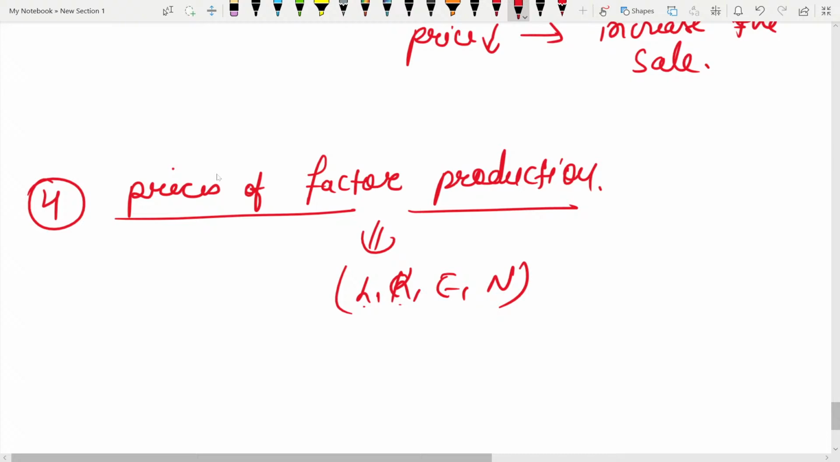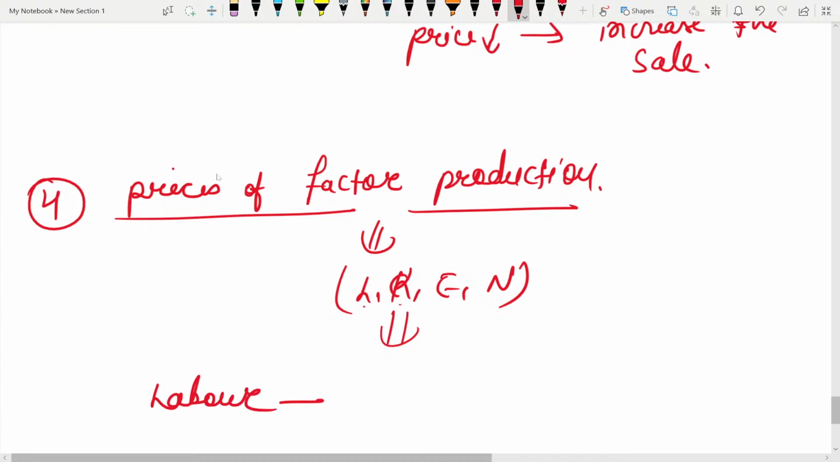So how do the prices of these factors determine supply? The supply of commodities is also affected by the price of the factors used for the production of the commodity. Let's suppose land or labor. Let's suppose not land but labor. Let's take an example of labor.